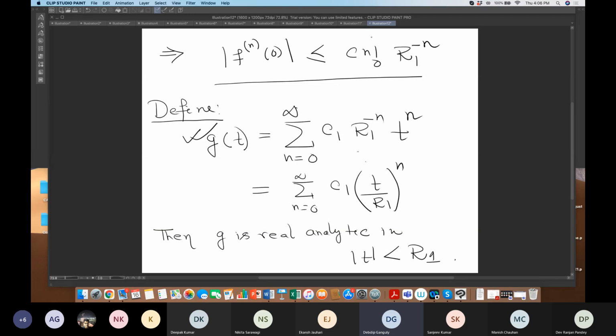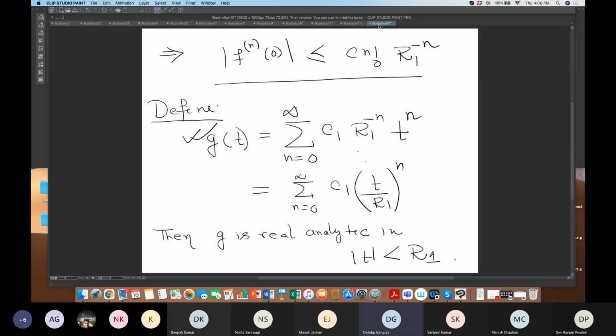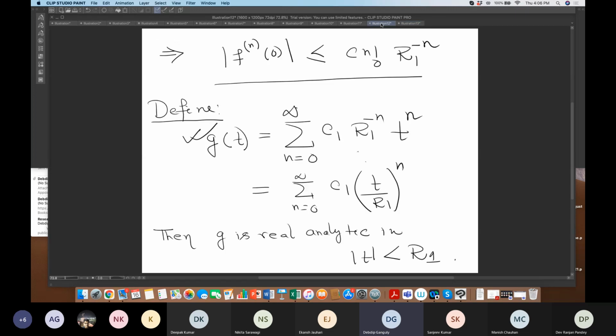This R1 is the same R1 I got from here. There exists an R1, I take that R1. Is that clear? If you don't like R1, you take R. Clear? That is how I define the function G. Now tell me, what will be the nth derivative of G at the point 0 for this function?